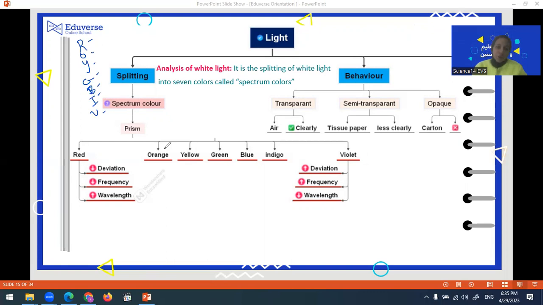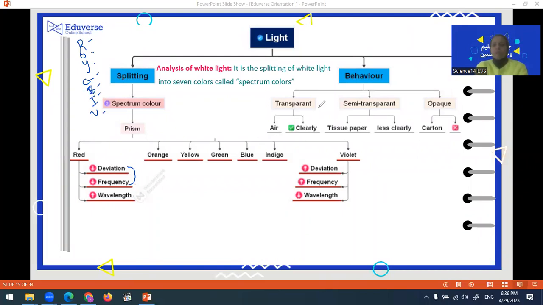For example, as we are talking about the deviation and the frequency, they're going to increase, but the wavelengths are going to decrease until we reach the violet. So at the violet, we're going to find the maximum deviation, maximum frequency, and the minimum, or the shortest, wavelength. Okay, this is very important, ya shabab. And don't forget, we have a direct relationship between the deviation and the frequency, and we also have a direct relationship between the frequency and the photon energy.